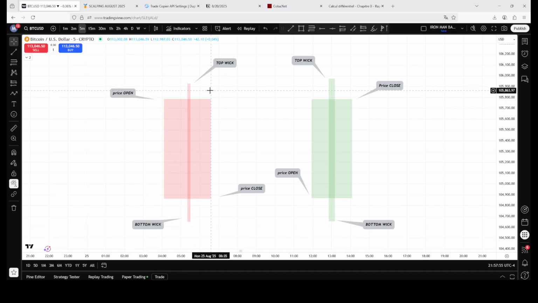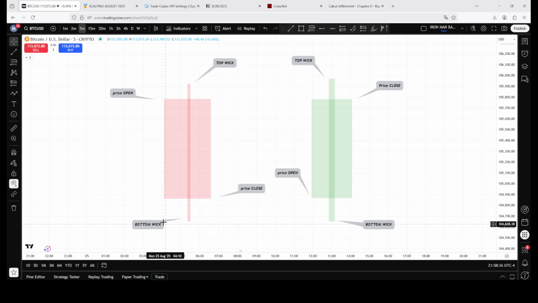So every candle has those 4 points. It has the price open. So where did the price open? As you can see, for example, this candle, the price would have opened, if you look at the right, at 105,778, right? So that's the first information. The price open for a red candle is going to be the top of the body, which is called the body. The solid part is called the body. And then you have the price close, which is the low of the body for a bearish candle, and it's right here, as you can see.